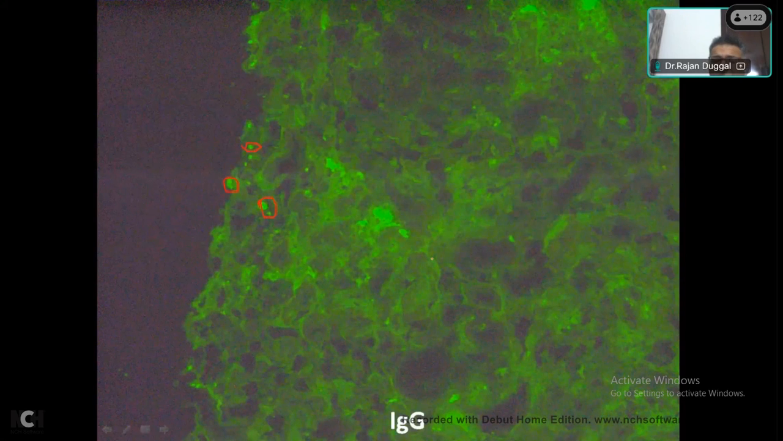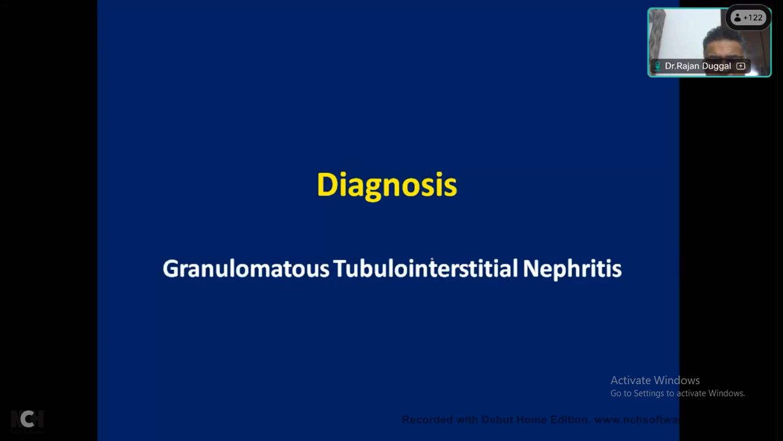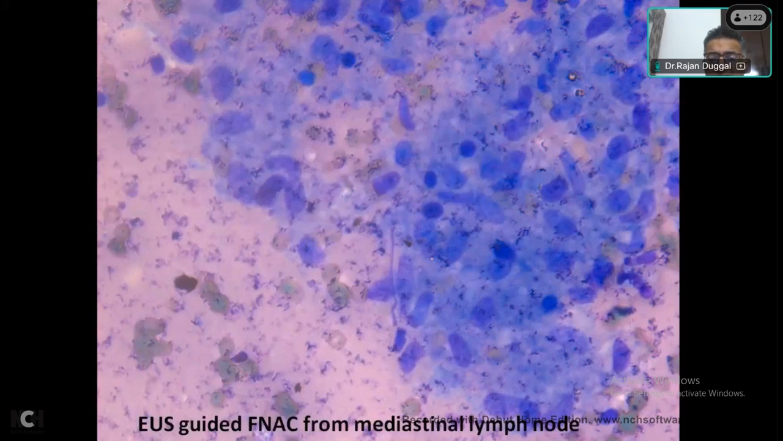Whenever you see a background shine with IgG, think of either a plasma cell rich infiltrate, or there could be some kind of underlying autoimmune disorder which is producing this kind of thing. So it is granulomatous tubular interstitial nephritis, which you are absolutely correct. After that, an EUS guided FNAC was also performed for the mediastinal lymph node. Okay, and it shows granuloma, non-necrotizing granuloma.